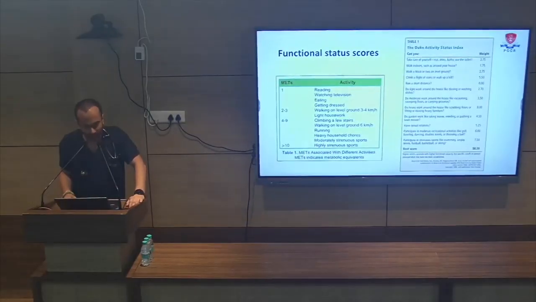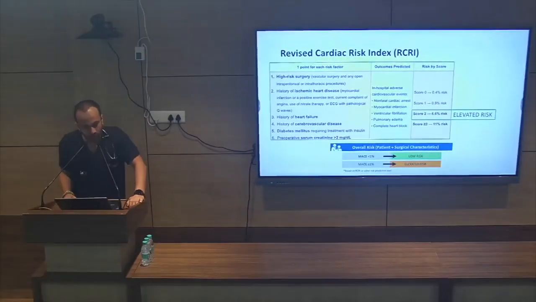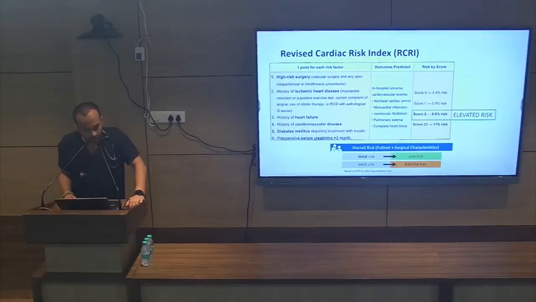Yes sir. Now coming to a tool called Revised Cardiac Risk Index. It is a modestly ages-old tool to categorize the major adverse cardiovascular events during the surgery. It is having 6 points. 1, high risk surgery. Number 2, history of ischemic heart disease. Number 3, history of heart failure, history of CVA, diabetes mellitus, and pre-operative serum creatinine more than 2 mg per deciliter. In our case, the RCRI index of the patient is 2, having a chance of major adverse cardiovascular event about 6.6%, elevated risk.